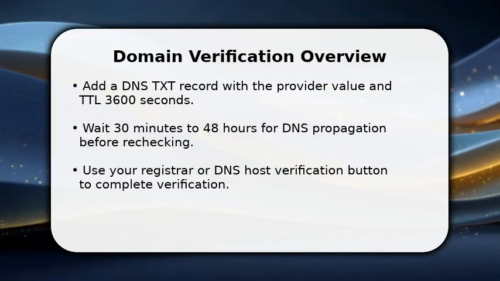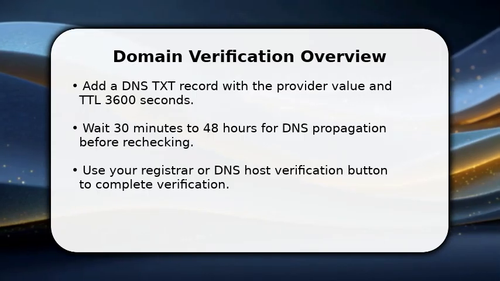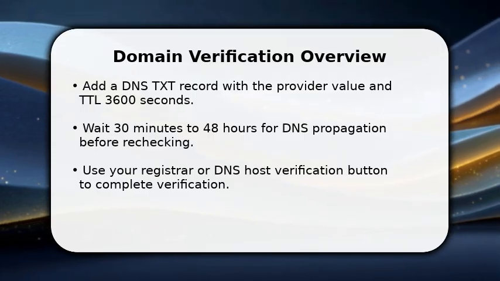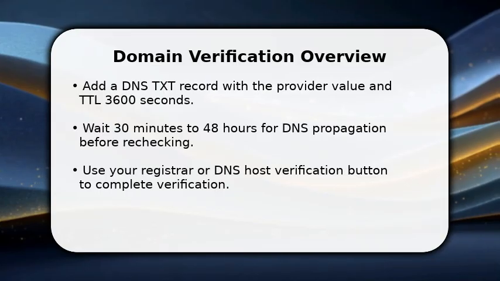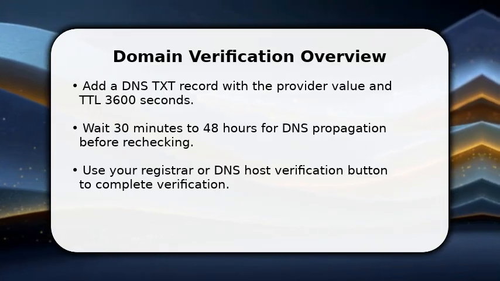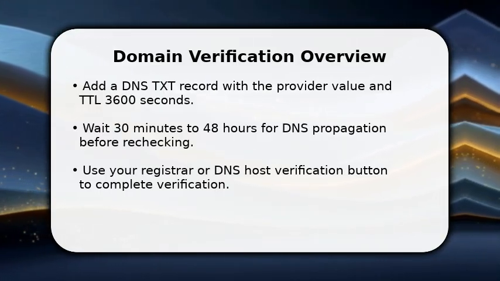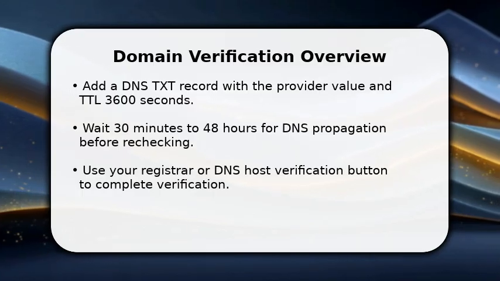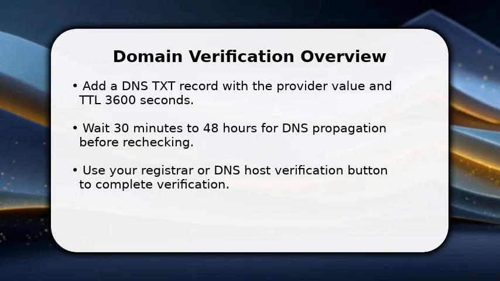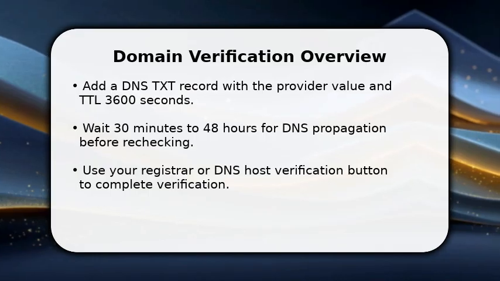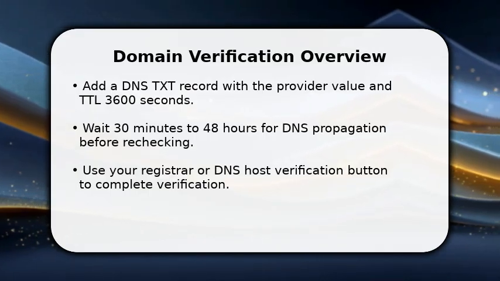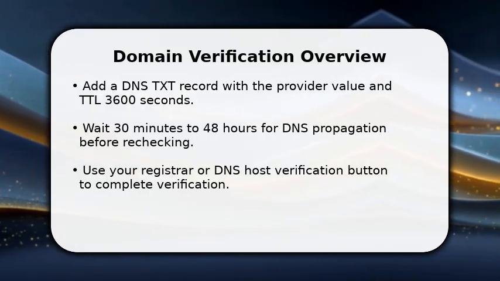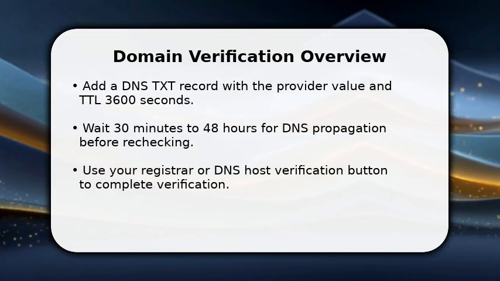Start by identifying your domain registrar and DNS host for verification access. Log into the registrar or DNS control panel to manage DNS records. Create a DNS TXT record using the exact verification string provided by your service. Set the TTL to 3,600 seconds for faster propagation and save the record immediately.